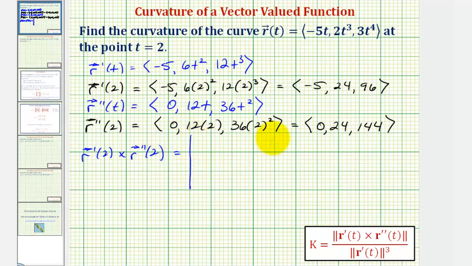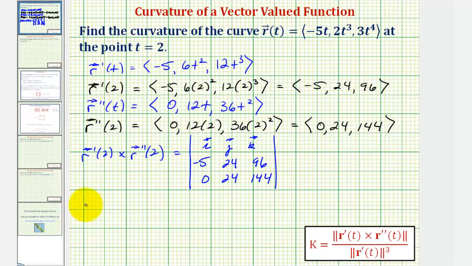So we'll have a 3×3 determinant, where the first row would be the i vector, the j vector, and the k vector. The second row would be r prime of 2, which is -5, 24, 96. And the third row would be r double prime of 2, which is 0, 24, and 144.